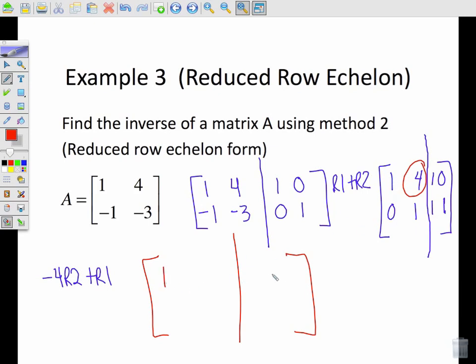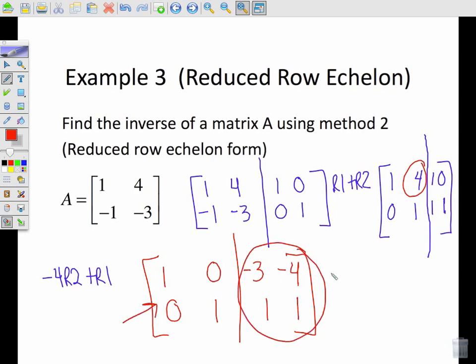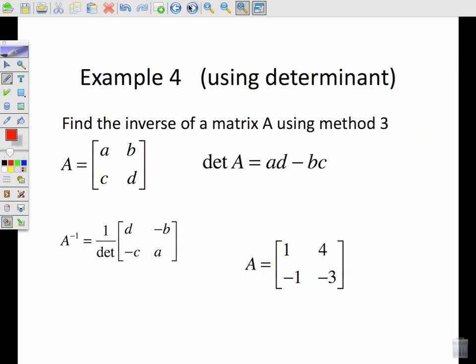So 1, 0 plus 1 is 1. Negative 4 plus 4 is 0. Negative 4 plus 1 is negative 3. Negative 4 plus 0 is negative 4. And then my bottom row doesn't change. So I switched positions here. I made this the identity matrix, which means this is my inverse. So that equals the inverse of A. So there's our method 2 that we can use.